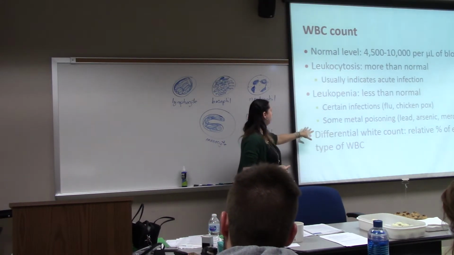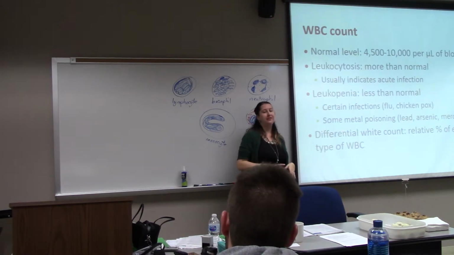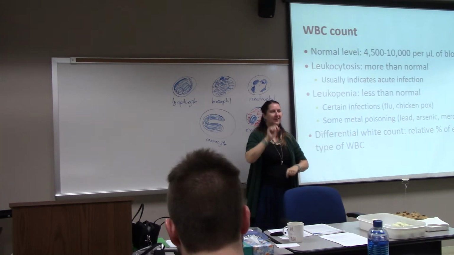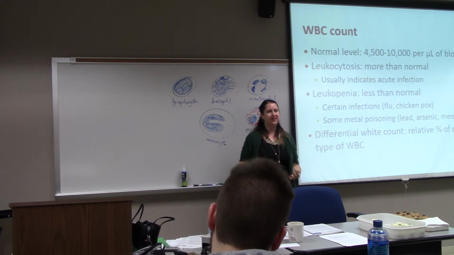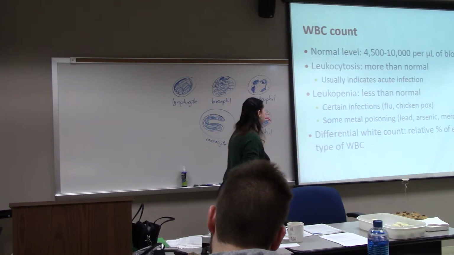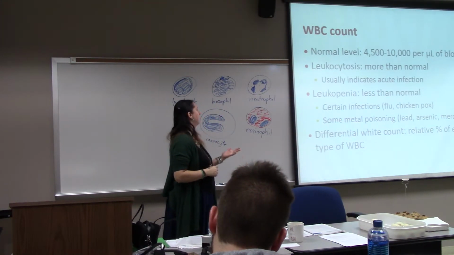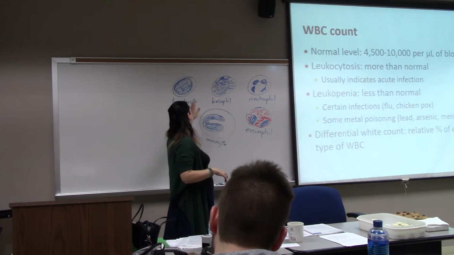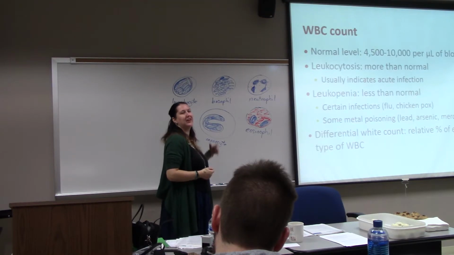There's also a test called differential white count. We're going to do this in lab today. Here, you find 100 cells and count how many of them are which type. And you write it as percent. So a typical spread would be like 60% neutrophils, 25% lymphocytes, 9% monocytes, and so on.